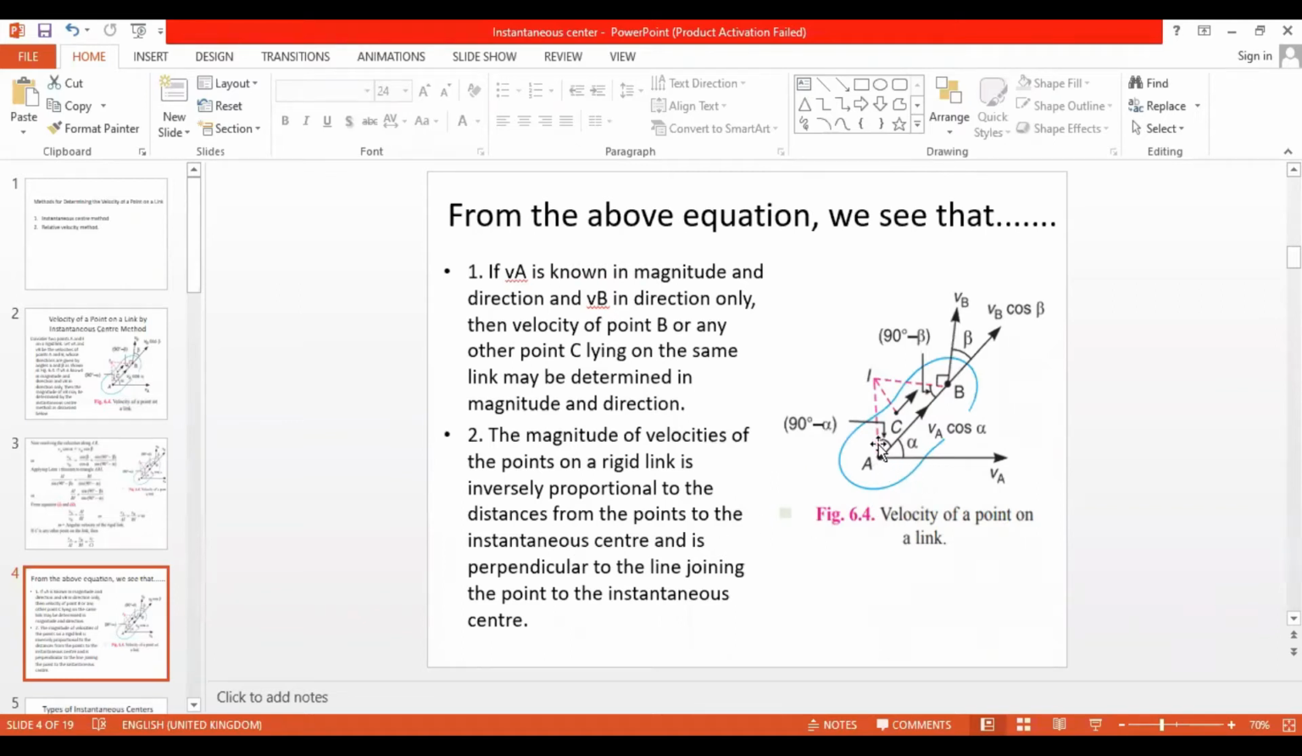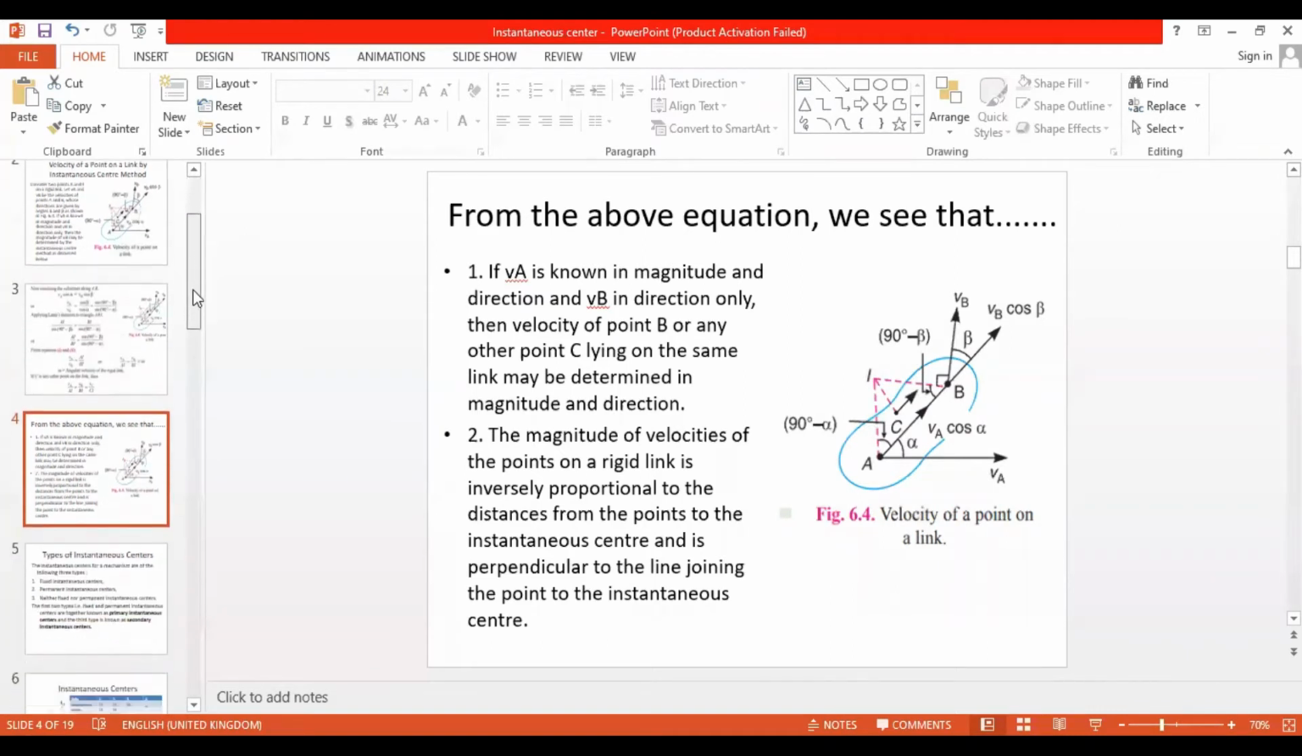Distances from the points, right? From the points to the instantaneous center, and it is perpendicular to the line joining the point to the instantaneous center. So this distance, if it is increasing, the velocity would be decreasing. That's why it's mentioned as inversely proportional. And this is perpendicular to the velocity.